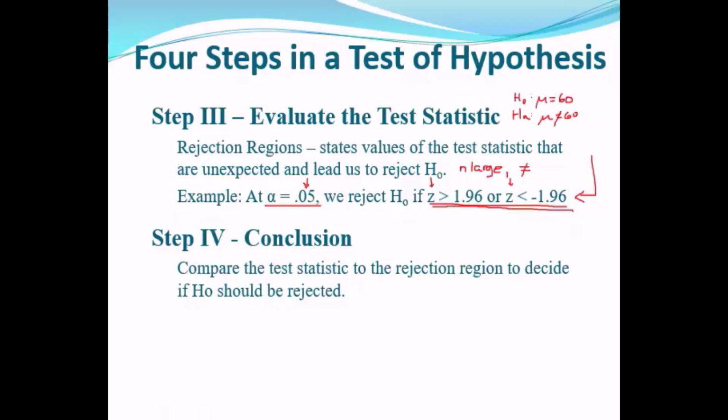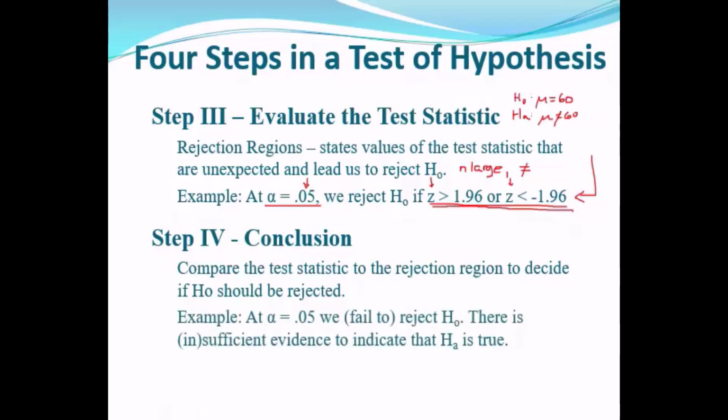We compare the test statistic that we get from the printout. Remember, we're not going to do the math. We're going to get that from a printout to the rejection region that we've come up with to decide if the null hypothesis should be rejected. So what do they look like? They look like this. At alpha equal 0.05, we either reject or fail to reject the null hypothesis.